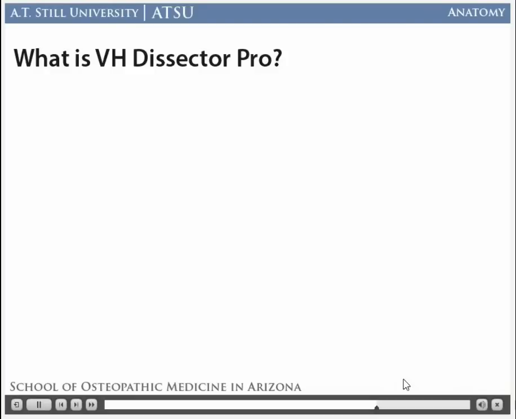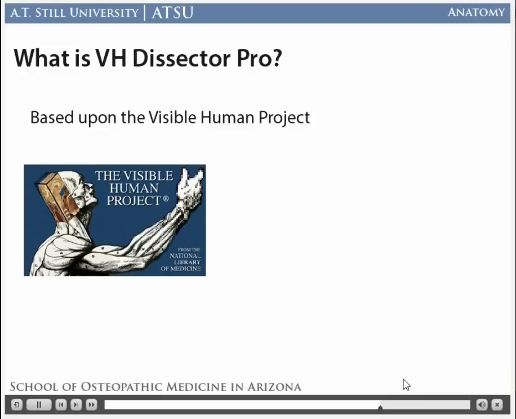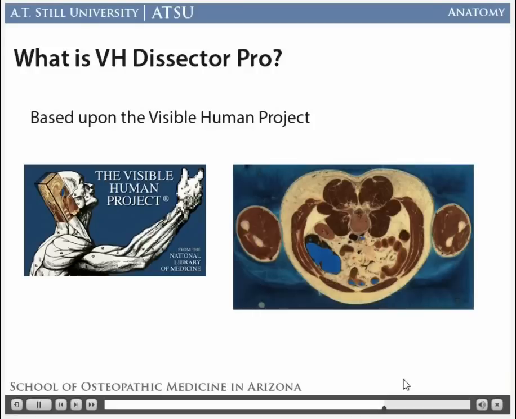Now it's time to start using VHDissector Pro. What is VHDissector Pro? VHDissector Pro is a program that uses data created by the United States National Library of Medicine to allow virtual dissection of an actual cadaveric specimen and view this photographed data in multiple standard planes. The program is the most difficult to run of the major anatomy software packages available at ATSU, but it is very useful and can give terrific insight into how the human is constructed in 3D space.